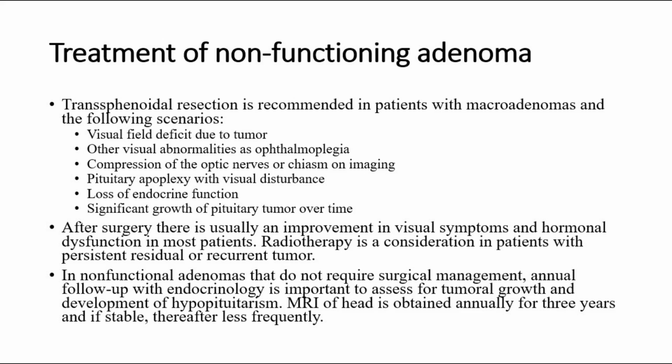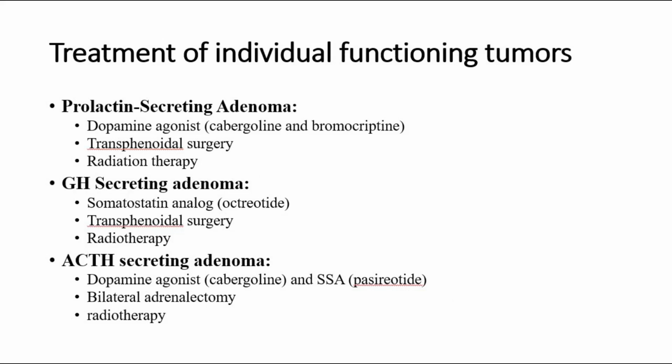Whereas for individual functioning tumors, for prolactin-secreting adenoma, treatment includes dopamine agonists like cabergoline and bromocriptine, transsphenoidal surgery, and radiation therapy. For GH-secreting adenoma, somatostatin analog like octreotide, surgery, and radiotherapy. ACTH-secreting adenoma: dopamine agonist or SSA, adrenalectomy, and radiotherapy.